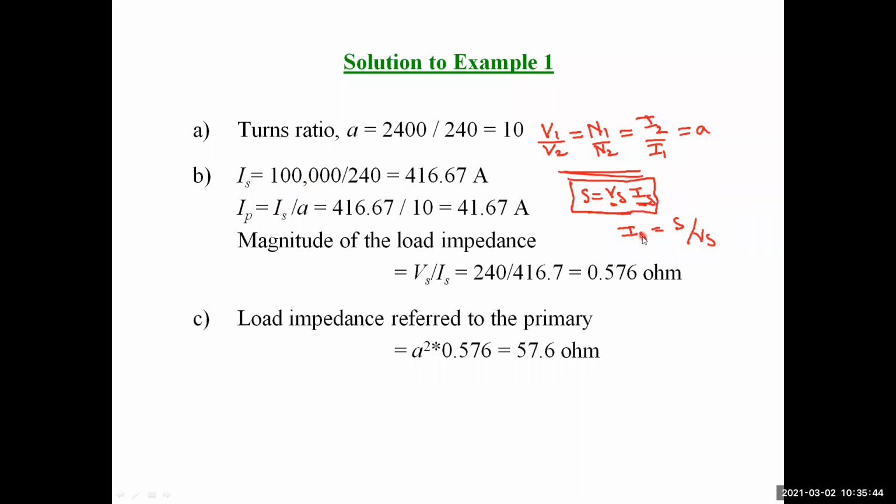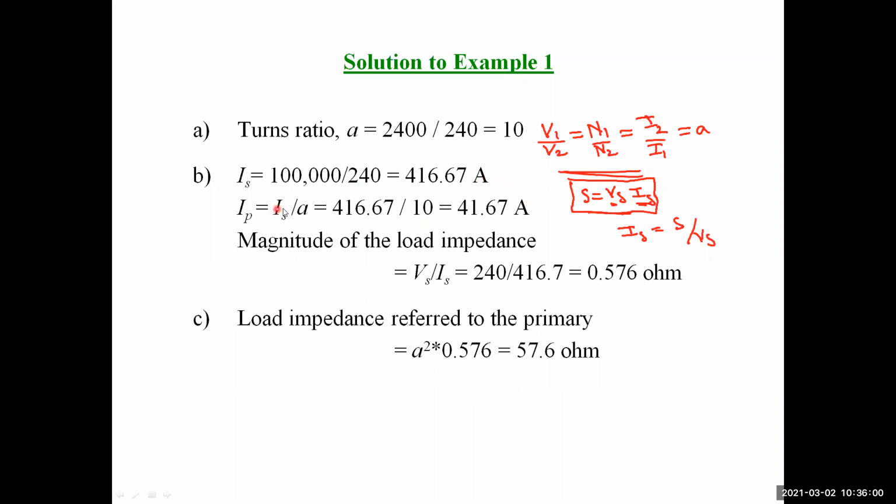Then Is is the secondary side current, equal to the rating of the transformer, 100 kVA, that is 1000 into 10 cube, divided by the secondary voltage Vs, that is 240. You will get 416.67 amps.